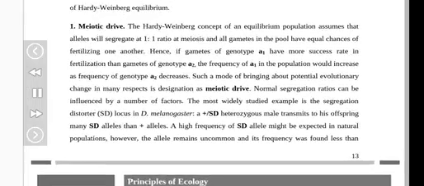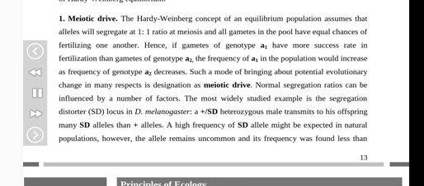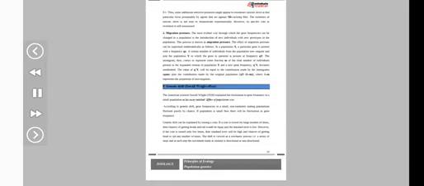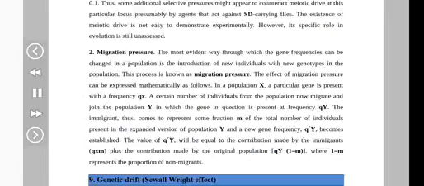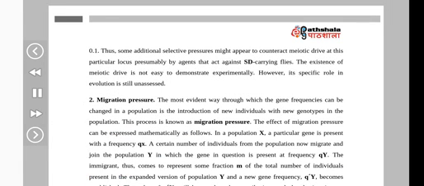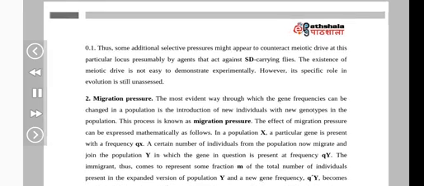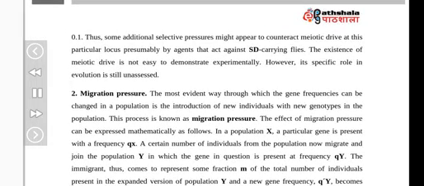Normal segregation ratios can be influenced by a number of factors. The most widely studied example is the segregation distorter SD locus in D. melanogaster. A plus/SD heterozygous male transmits to his offspring more SD alleles than plus alleles. A high frequency of the SD allele might be expected in natural populations, however, the allele remains uncommon and its frequency was found to be less than 1%. Thus, some additional selective pressures might appear to counteract meiotic drive at this particular locus, presumably by agents that act against SD-carrying flies. The existence of meiotic drive is not easy to demonstrate experimentally. However, its specific role in evolution is still unassessed.